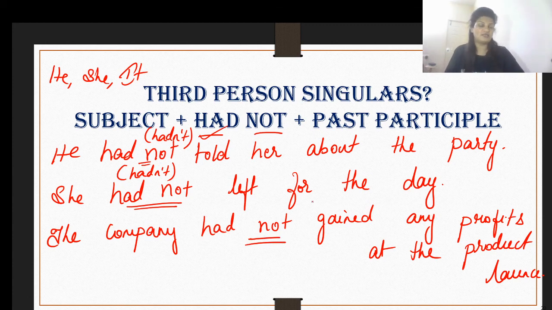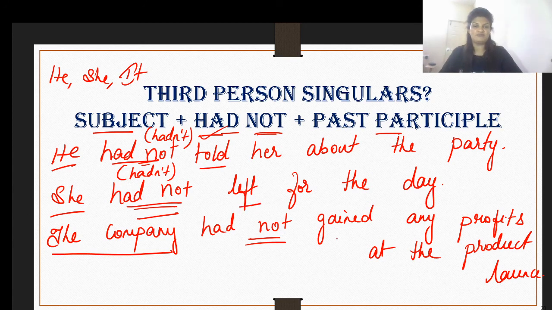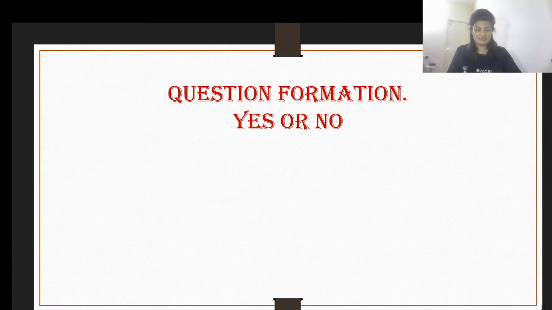So this is the sentence structure. We use the subject, which is he, she, or the company. Soon after that, we use had and not, or hadn't. And then we use the past participle, which is told, left, and gained. According to your usage, you can bring in your own verb forms there, and you can either affirm or negate the facts. The next is how to frame yes or no questions.